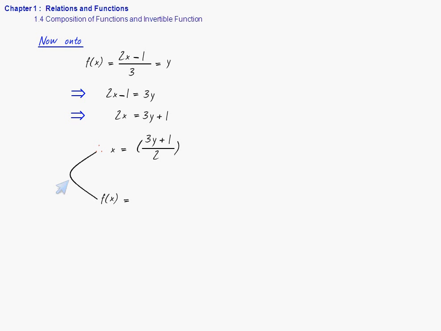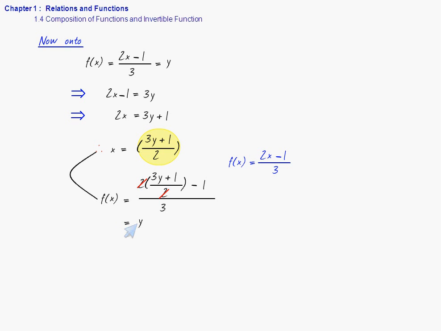What is the basic definition of fx? Basic definition of fx is (2x minus 1) by 3. Now let me replace x by (3y plus 1) by 2. So you get fx for x equal to (3y plus 1) by 2: (2 times (3y plus 1) by 2 minus 1) by 3. And this 2 and 2 cancels. Then 3y plus 1 minus 1, 1 and 1 will cancel. And you will get it equal to y only.